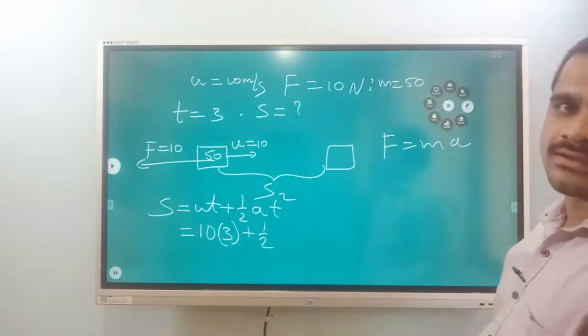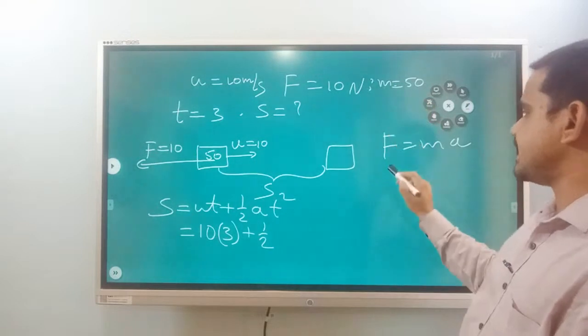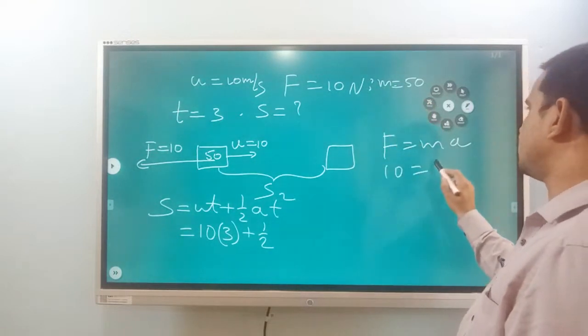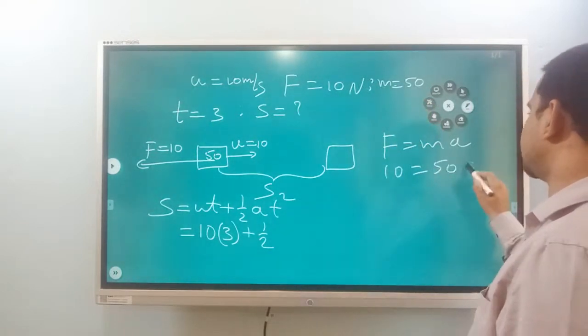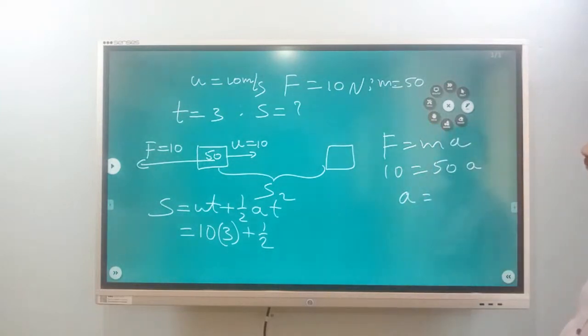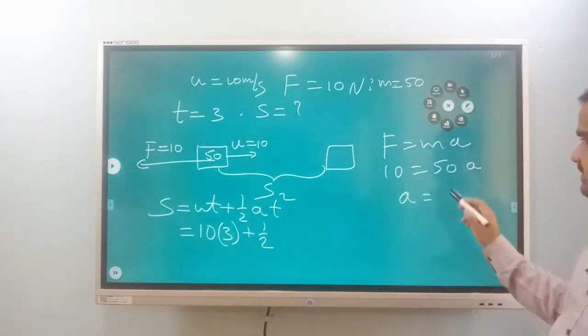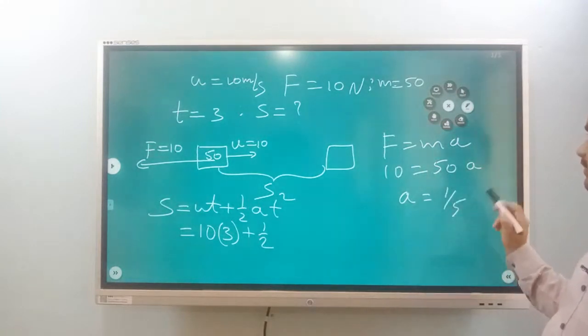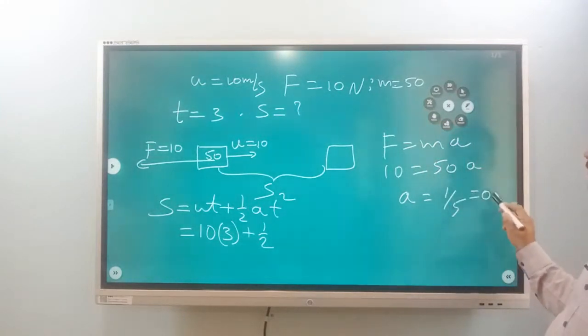Correct? What is F? 10. Mass is 50. What is a? A is equal to how much are you getting? Tell me now. 10 by 50 is 1 by 5, which means how much? 0.2.